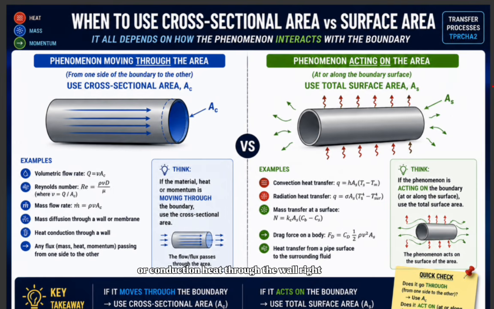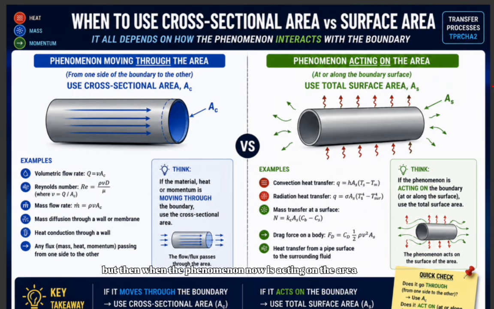through the area. The area for this is always cross-sectional. Or conduction heat through the wall, from one side of the wall to the other side. And any flux, whenever you're dealing with mass, heat, and momentum that is passing from one side of the wall through the thickness of the wall and then out on the other side. I hope this makes sense, that you're going to be using cross-sectional area in such cases. So there's no way that you'll use the total surface area to calculate the Reynolds number. So this will always be the cross-sectional area.